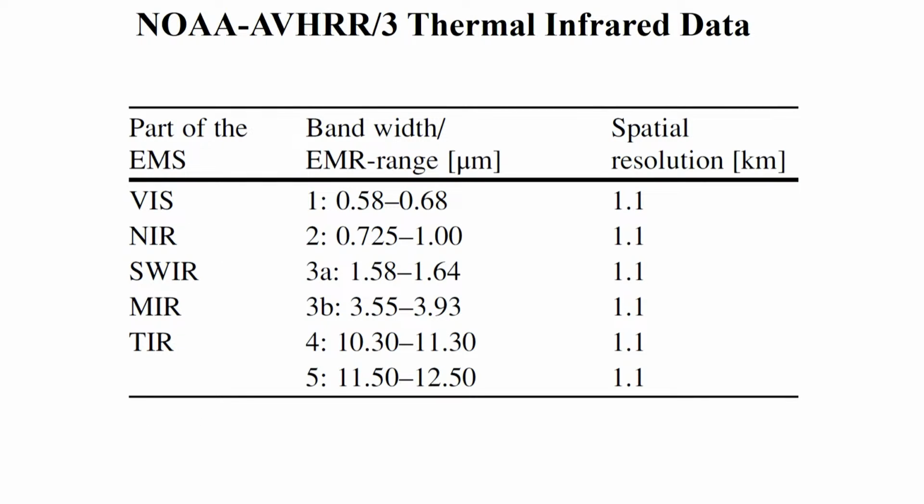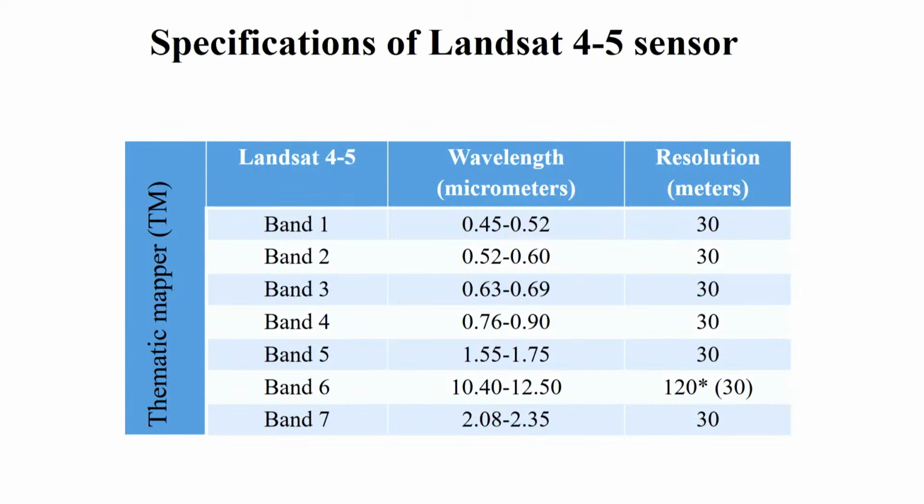Now we are coming to another sensor, NOAA AVHRR. This sensor has a coarser resolution, and the thermal infrared bands are band number 4 and 5. These are 10.3 to 11.3 micrometer and 11.5 to 12.5 micrometer. Again, they have a spatial resolution of 1.1 kilometer, coarser resolution, and this is again used for study sites at the global or national scale.